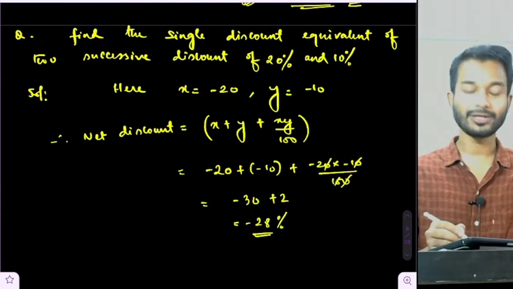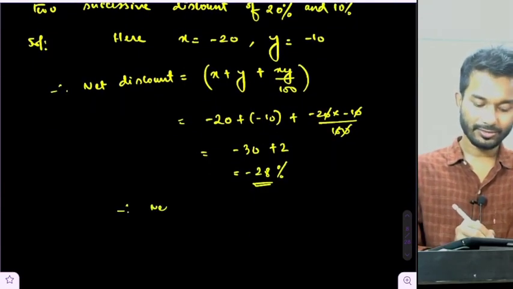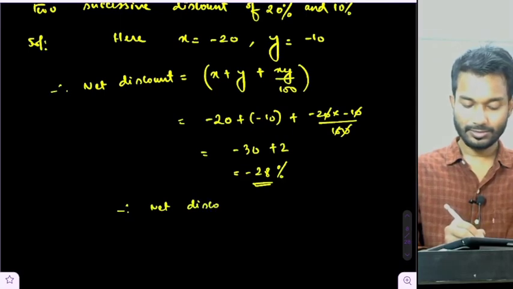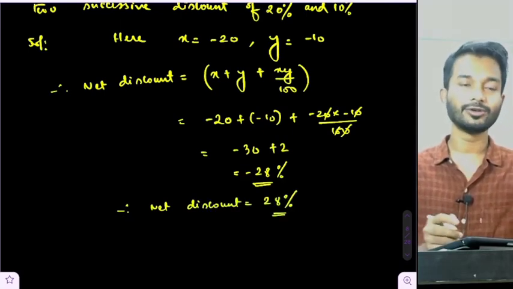So net discount is how much? Therefore net discount equals 28%. I hope you have understood the problem.